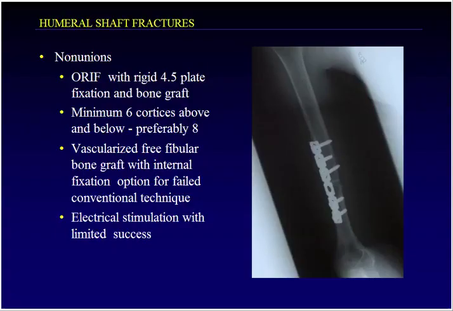Non-union of the humeral shaft is an important point that seems to come up often on board exams and in-training exams. If you have a non-union of a humeral shaft fracture, the treatment of choice is open reduction and plate fixation. Again, use a 4.5 millimeter dynamic compression plate as well as bone graft if necessary, and adequate fixation, a minimum of 6 cortices, preferably 8 if possible. This is a 4.5 millimeter reconstruction plate, and I do not think that this is appropriate treatment for this humeral shaft.